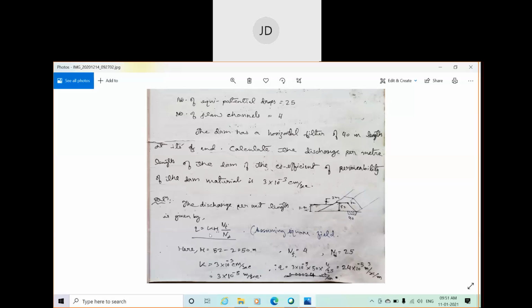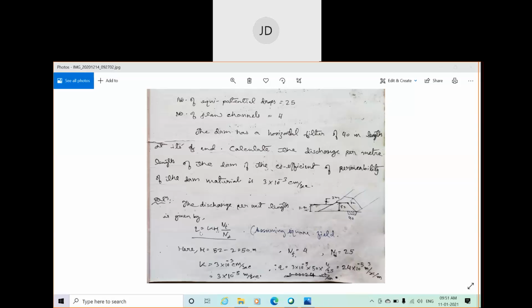Okay. So K is equal to what? 3 times 10 to the power minus 3 centimeter per second. Let's convert to meter per second since the other values are in meter. So K is equal to 3 into 10 to the power minus 5 meter per second. Now simply put the value of K, the value of H, and N_F by N_D here. Simply doing that, we will find the value of Q.